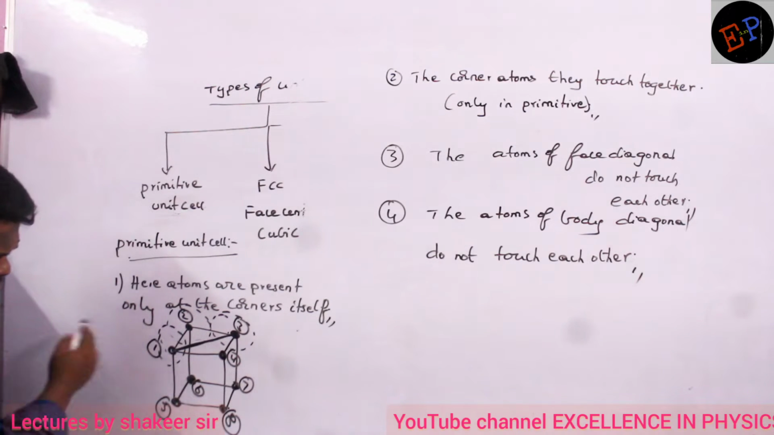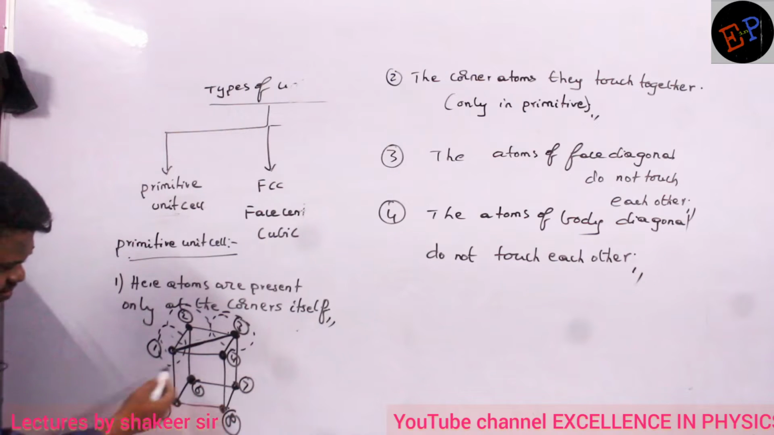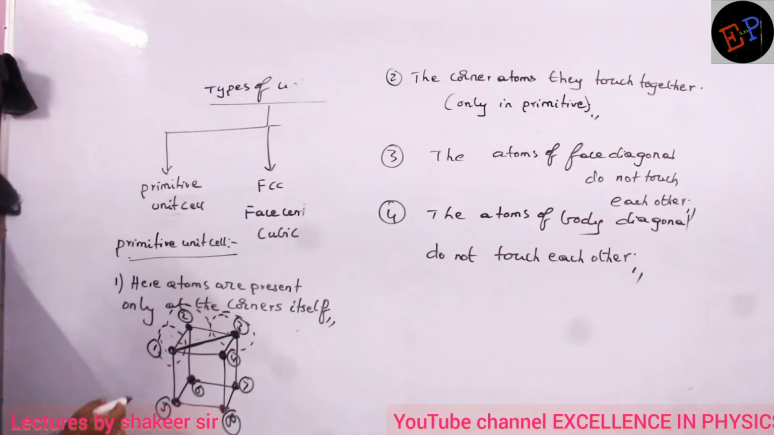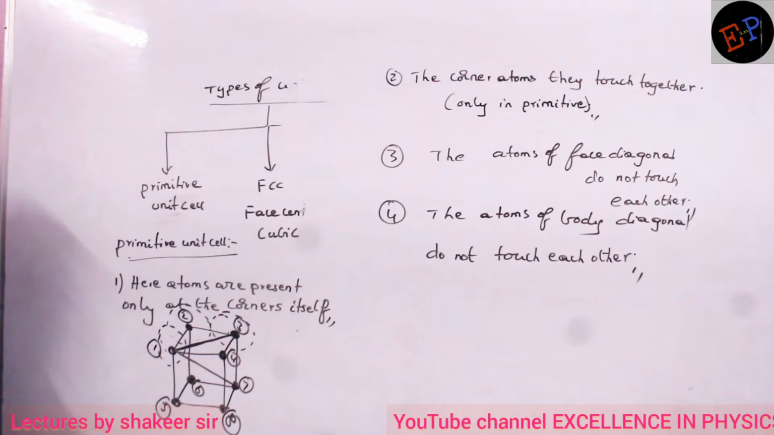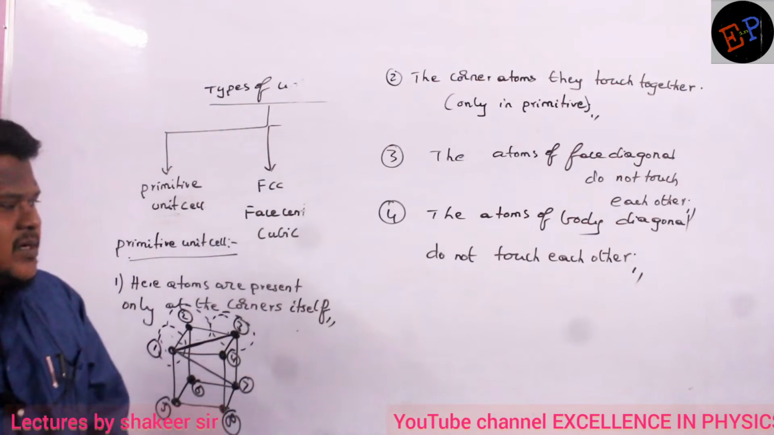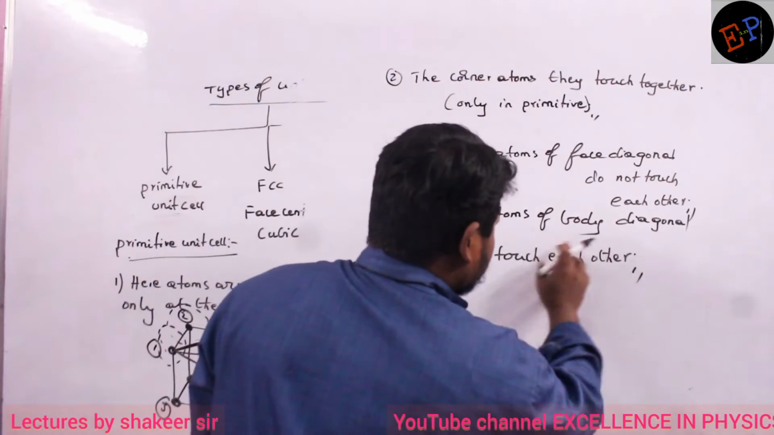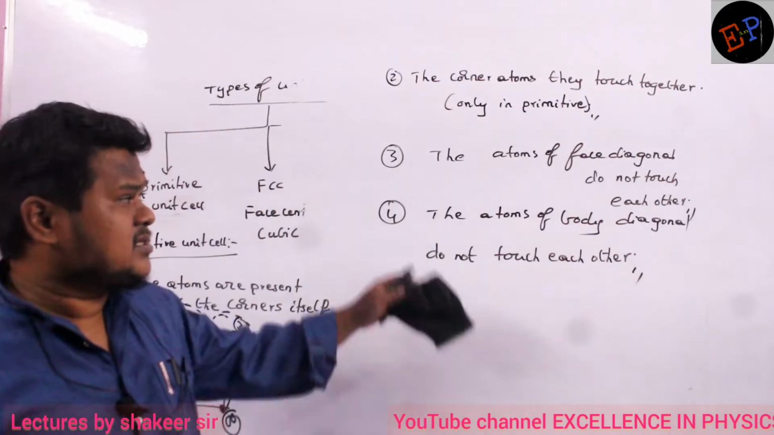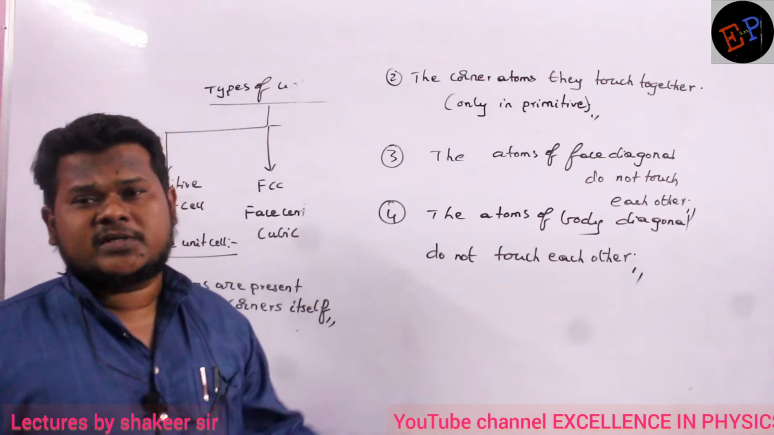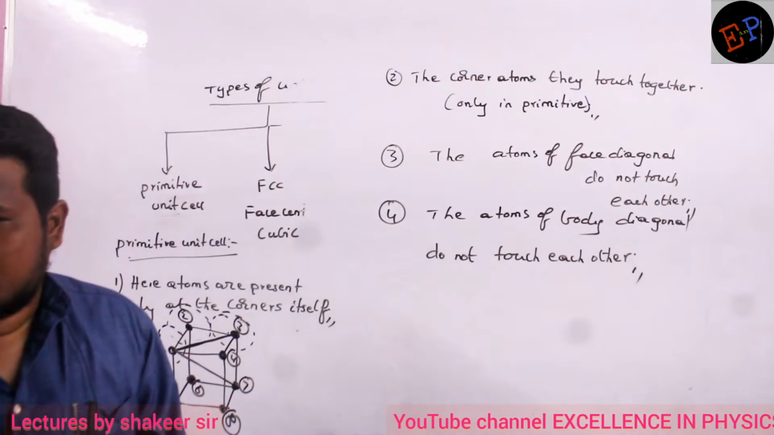This is out of the board, no? And 7 is also present inside the board. Correct only, no? So therefore, this diagonal is called the body diagonal. Like this you can draw 4 diagonals. Are you able to understand? So the atoms which are present on the body diagonal also do not touch each other. So these are the properties of the primitive cell. Are you able to understand?